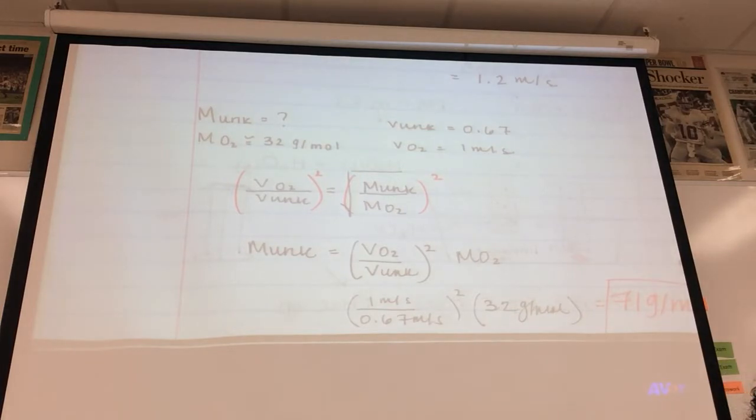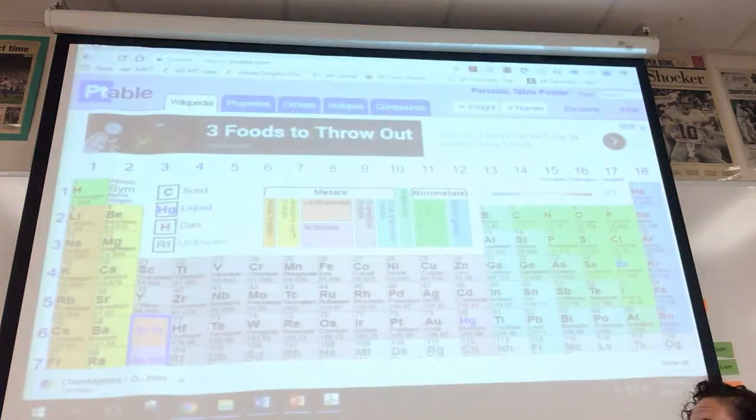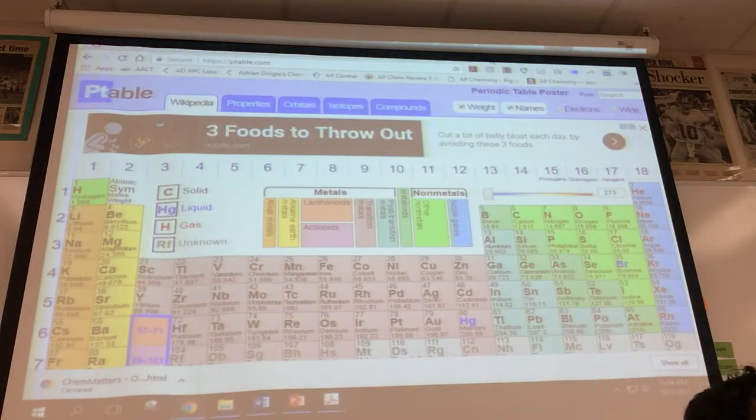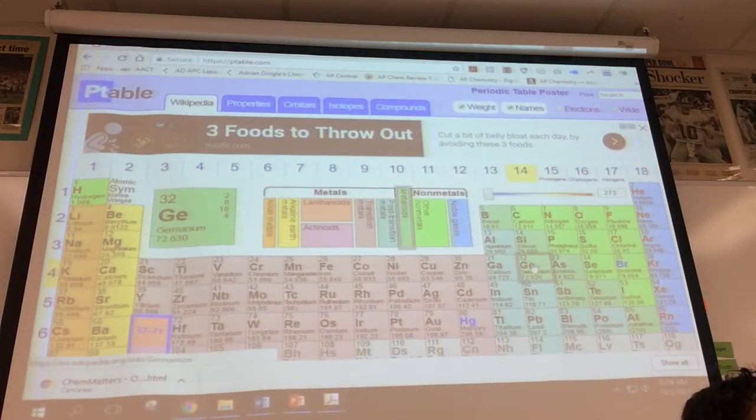If you're trying to figure out what the gas is, when you look at the periodic table, 71 falls in here. Is gallium or germanium a gas? No. No. So it's a diatomic element. Which one? Chlorine gas.